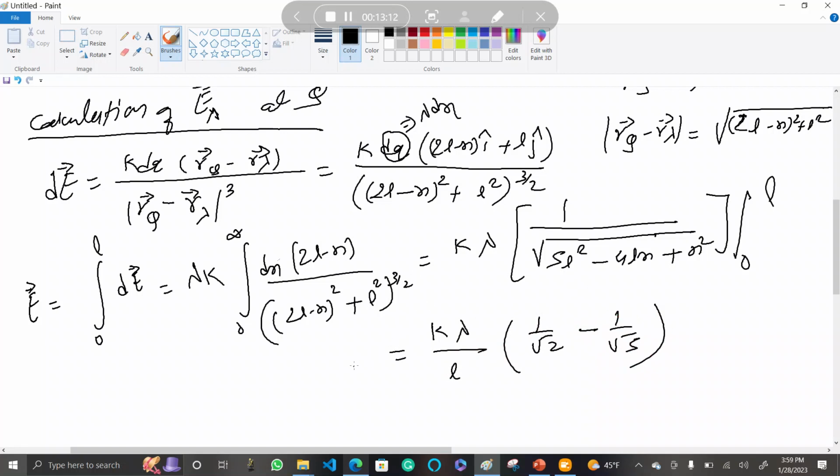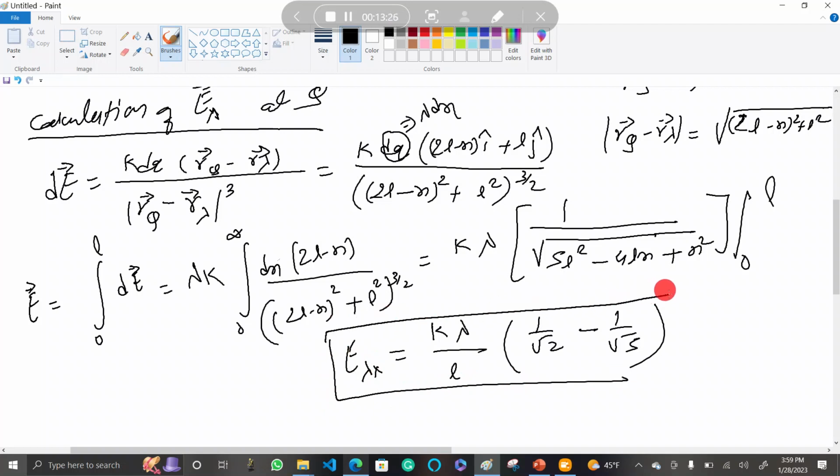This is the x component of the electric field at that point, because you can see here, maybe I forgot to explain that thing earlier. We have two components, the x component and the j component.